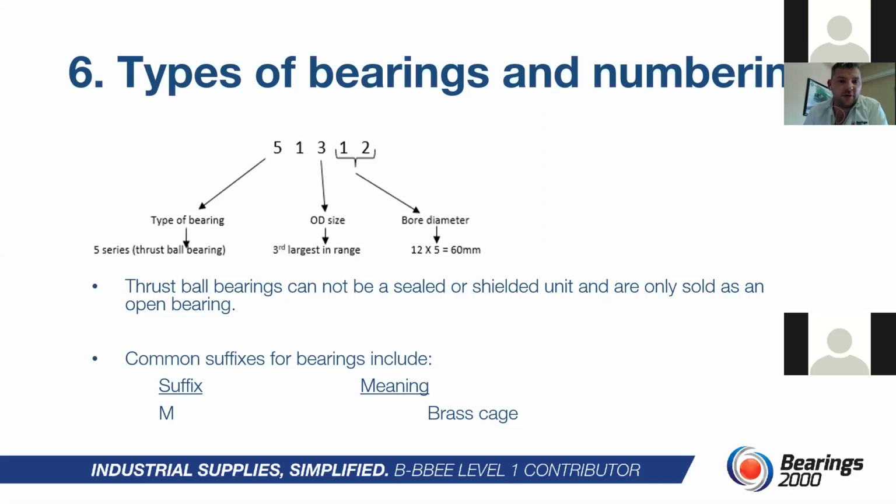Obviously, you can see from the pictures in the previous clip that thrust ball bearings cannot be sealed or shielded, and they're only sold as open bearings. The only variant in the suffixes that you'll get from them will be M, which will indicate a brass cage.